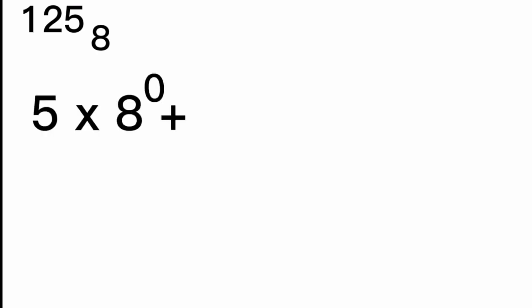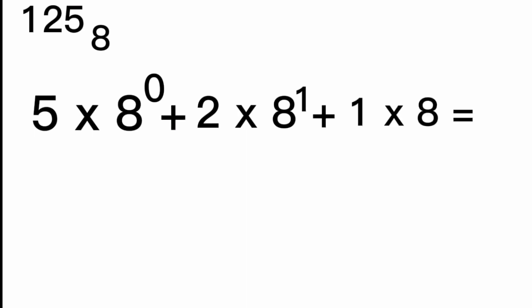Next I'm going to show you how to convert octal to decimal. So we need an example of a base 8 number. So let's say 125 base 8. What we're going to do is multiply 5 by 8 to the power of 0, 2 multiplied by 8 to the power of 1, and 1 multiplied by 8 to the power of 2.